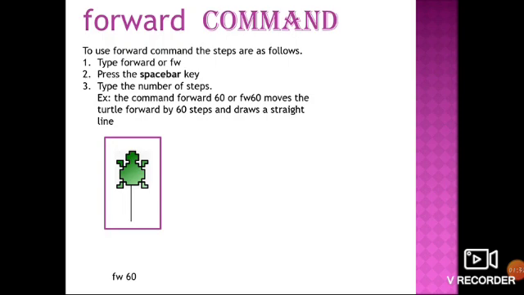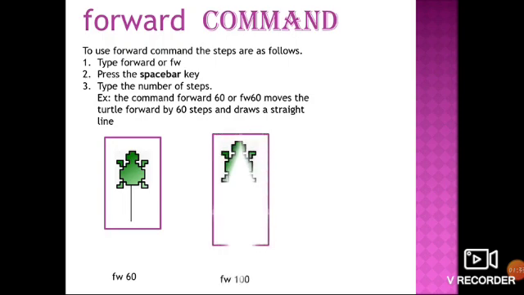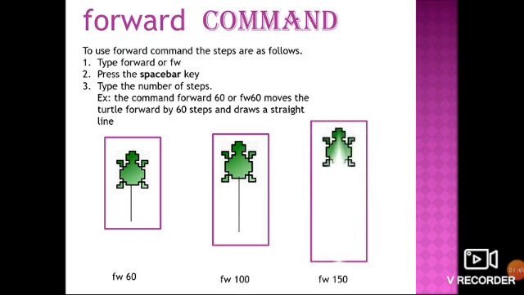So children, you can see here forward 60. Next one is forward 100, that is the turtle is moving forward by 100 steps, and then it draws a straight line. Similarly, here we have another example, that is forward 150. So the turtle moves 150 steps forward and then draws a straight line and then stops. This is how we use forward command.